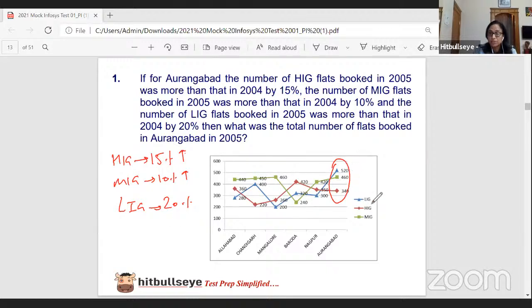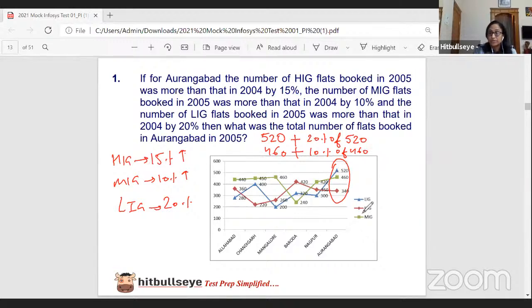Now 520 corresponds to LIG, and LIG sees an increase of 20%, which means what? You can do this calculation in two ways. Either you can say that I can add 520 with 20% of 520. Otherwise, you can say I will take 120% of 520. It's one and the same thing. Similarly, if I read the next figure, 460, that is for MIG. So the 460 figure is for MIG, and MIG is seeing an increase of 10%. So 10% of this number needs to be added.